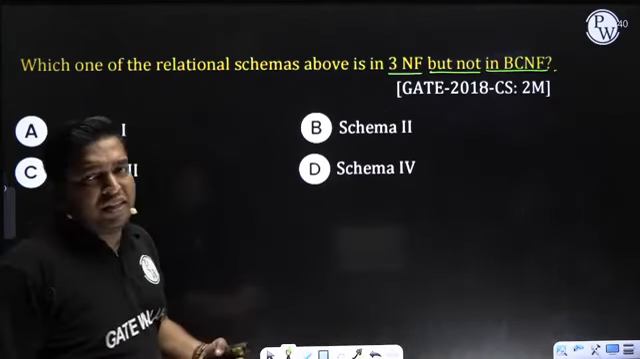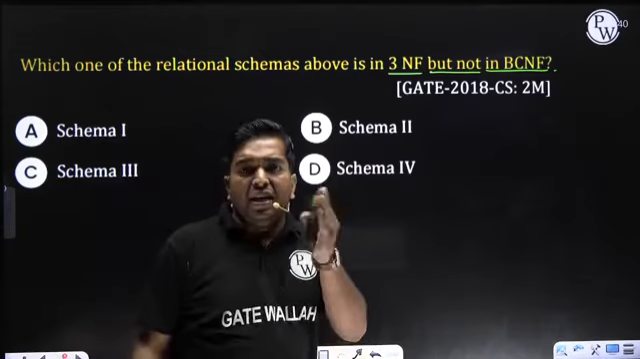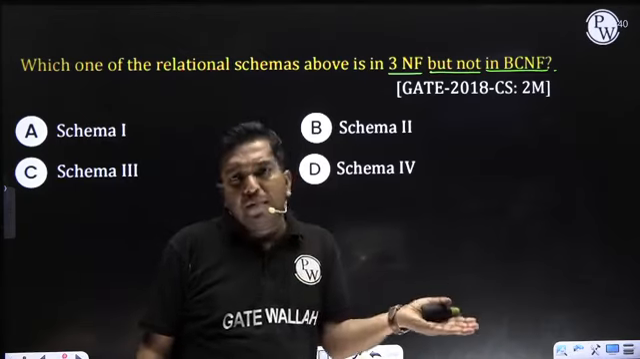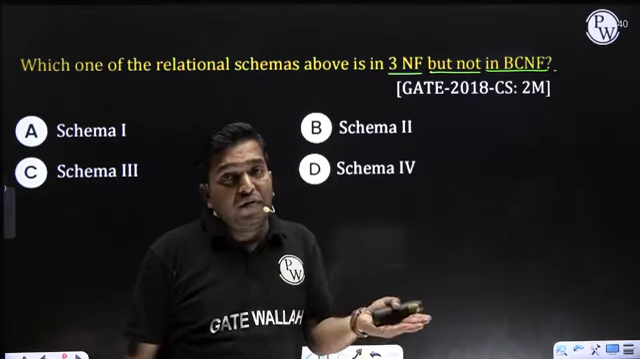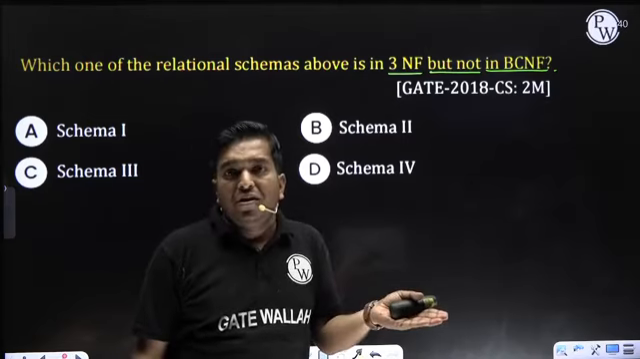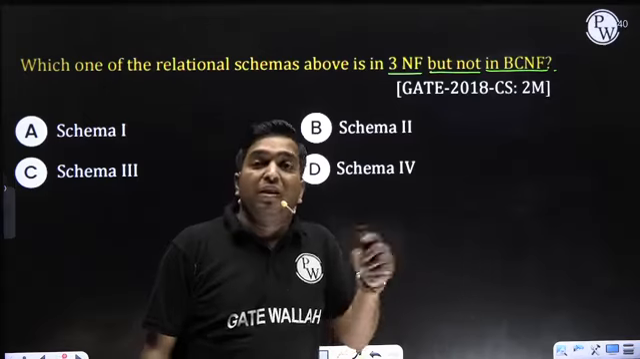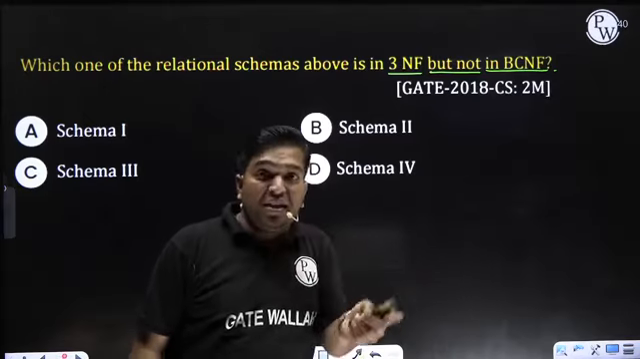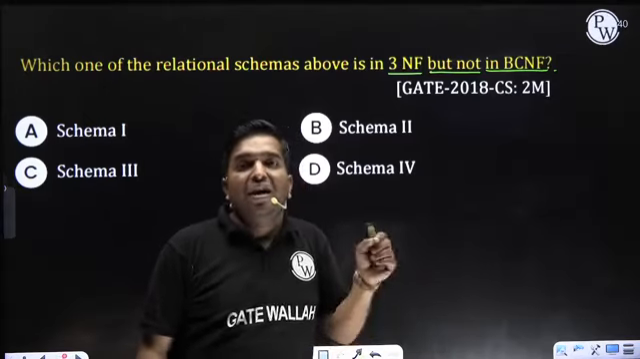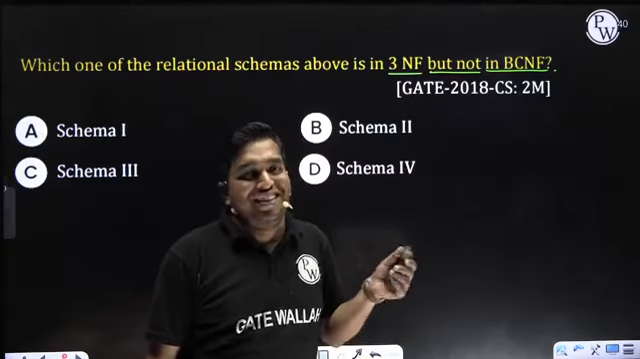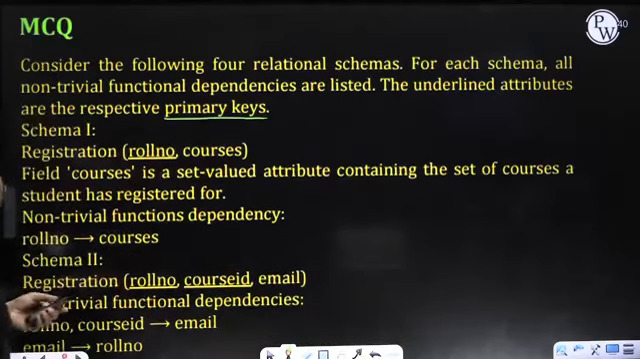You know what the condition for 3NF is: either X is a super key or Y is a prime attribute. And the condition for BCNF: X must be a super key. And the condition for not in BCNF: X is not a super key. Clear? Now we will deal with each and every schema.